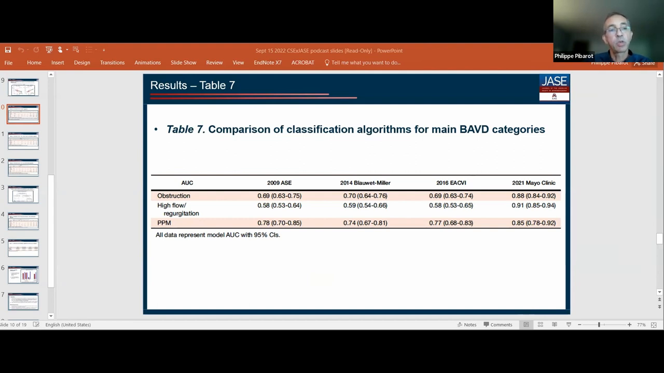And you see that we have obstruction, high flow regurgitation put together, and mismatch. This is for the ESC algorithm. We are in the 0.50, 0.60, 0.70 range. With the Blowett-Miller, a little bit better. EACVI, not necessarily better. And finally, with this recent one, we have really a much greater improvement. And I guess that probably the authors did a statistical comparison of whether this area under the curve is statistically significant, but it looked like they are definitely, significantly better with this new algorithm. We are in the overall accuracy of 85, 91, 88%, which is impressive.